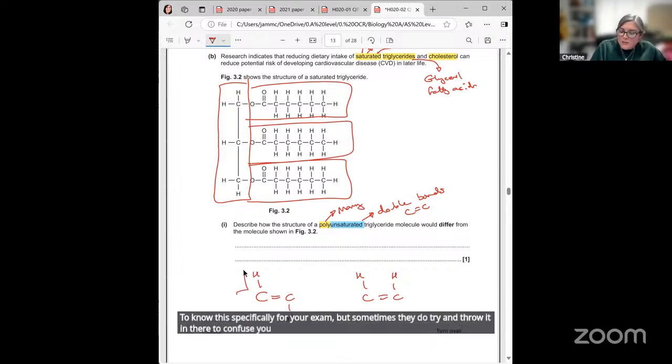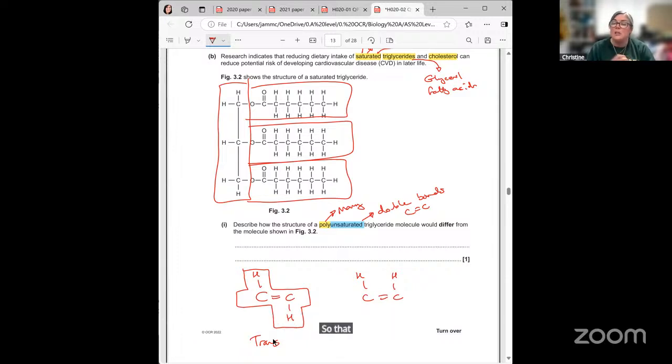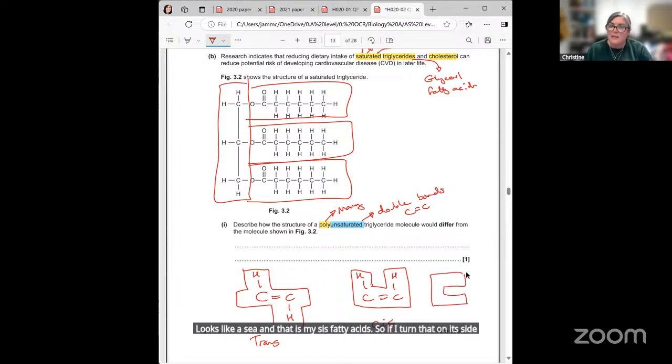The way to know whether it is a trans or a cis, I like to think of it this way: if the hydrogens are one above, one below, it looks a bit like a T shape. That tells me it's my trans, and this one looks like a C, and that is my cis fatty acid. So if I turn that on its side, I would see that it looks like a C.